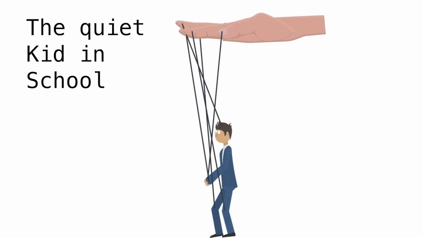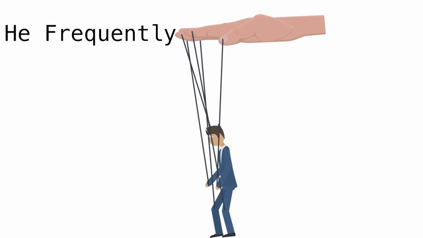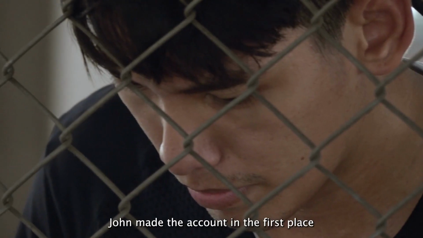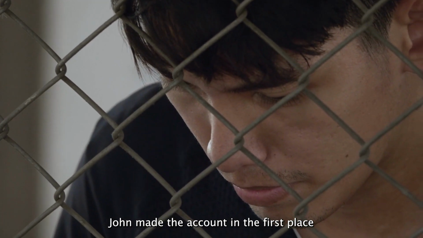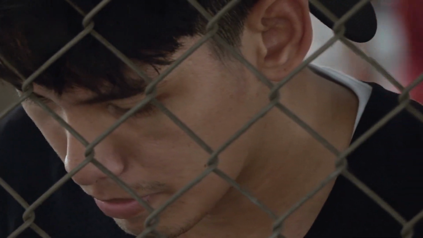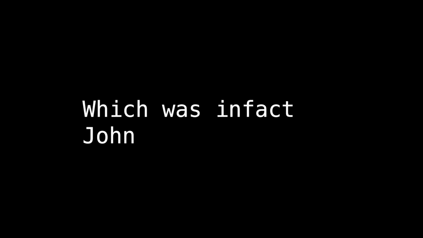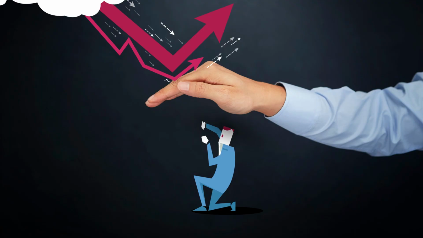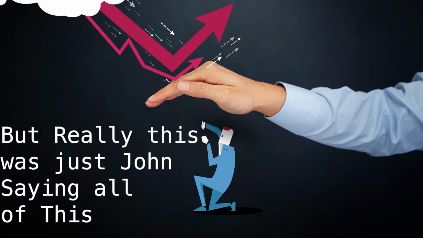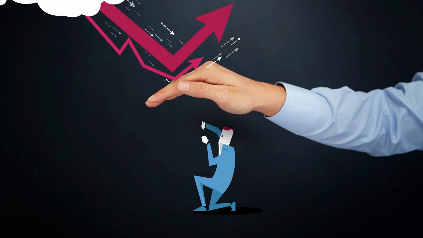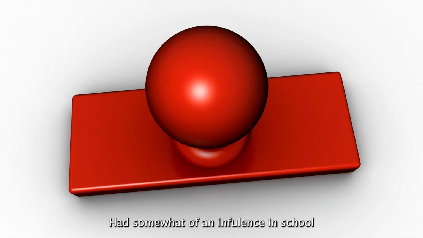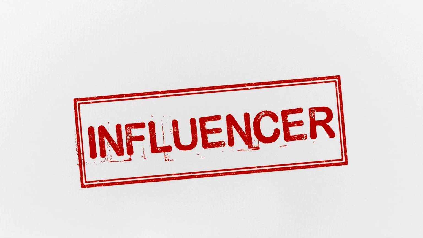John was always the quiet kid in school. He frequently had problems with bullying. This is why John made this girl's account in the first place. It was to approach Mark and then tell Mark, as the girl, that her stepbrother, who was in fact John, was being picked on in school. And he asked Mark if Mark could protect her stepbrother, which was John. But really, this was just John saying all of this just to get himself protected in school and to make the bullies stop picking on him, because he knew that Mark had somewhat of an influence in school and the bullies didn't mess around with him.